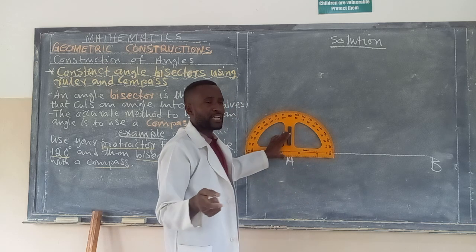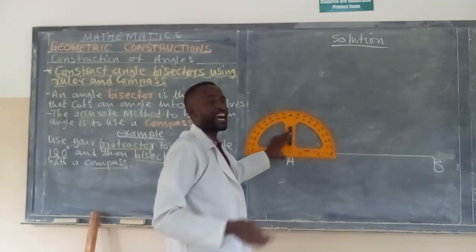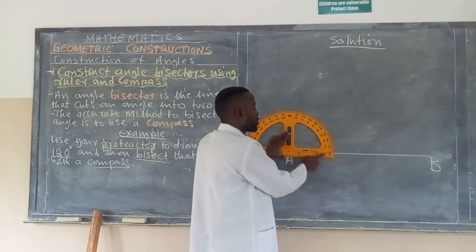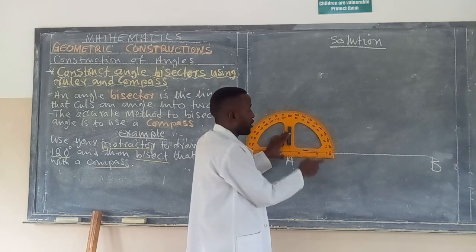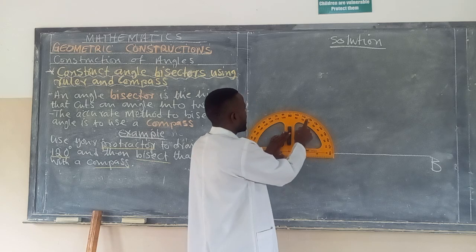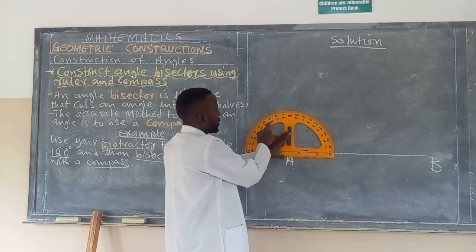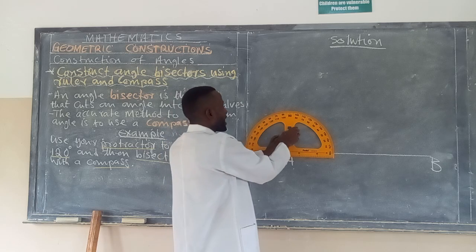Remember, as you are coming up with angles, you start from 0 and then go all the way to the angle you want. So we start from 0, not from 180, no, from 0. So we have 0, 10, 20, 30, 40, 50, 60, 70, 80, 90, 100, 110, 120. So 120 is here. So what are you going to do?